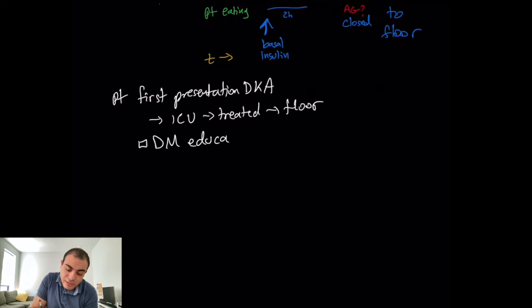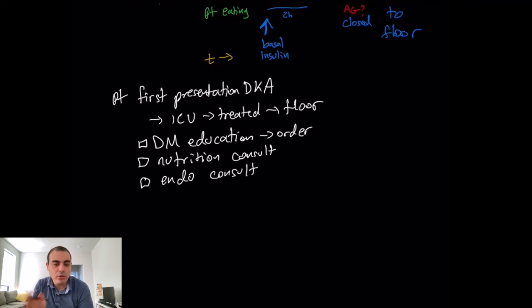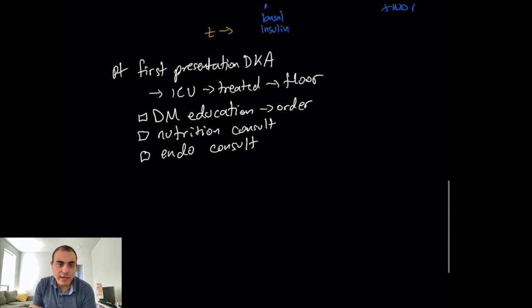Again, this diabetes education is actually an order or a consult. You need to talk to a nutrition consult. Very important, endocrinology consult. They probably will already be following, but you have to, because this is a first timer. He doesn't know anything. They need to establish care with him. They need to know about him so that they can see him as an outpatient. Because this guy is gonna need insulin. I mean, it's a type 1.